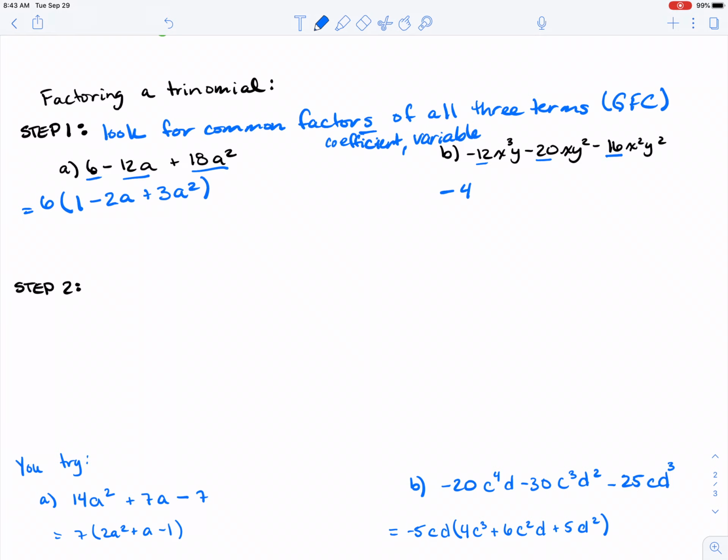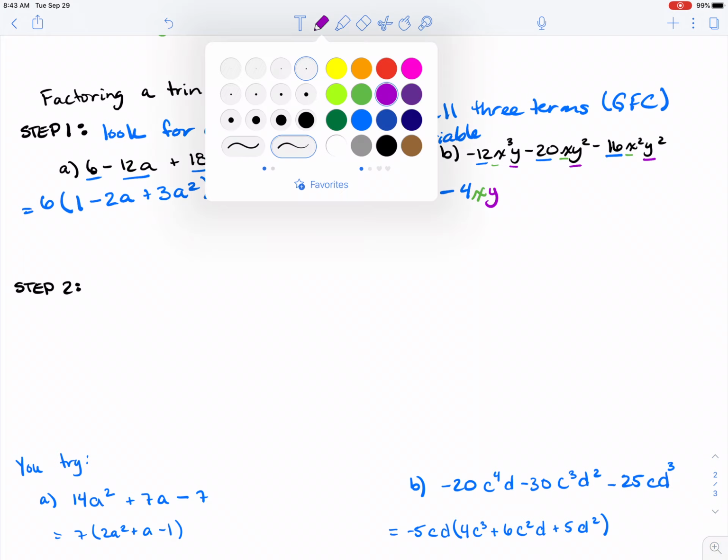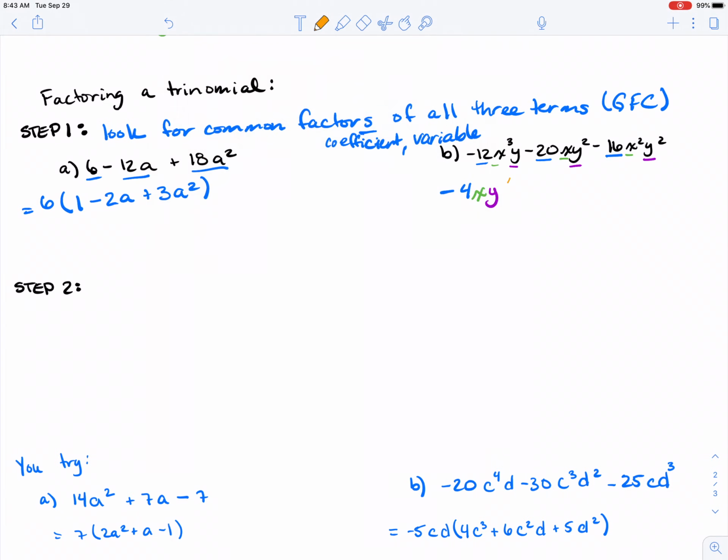Now let's look at the variables. So what's common between x cubed, x, and x squared? Well, an x is the common one between those, so I'm going to take out an x. Now let's look at the y's. What's common between y, y squared, and y squared? Y is the commonality. So that leaves me with minus 4xy that I'm taking from each term.